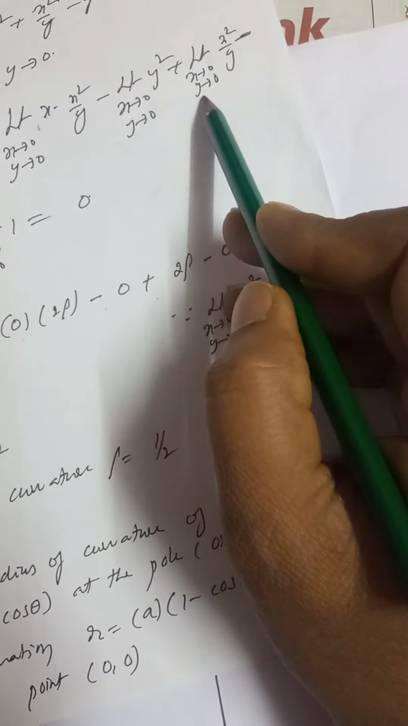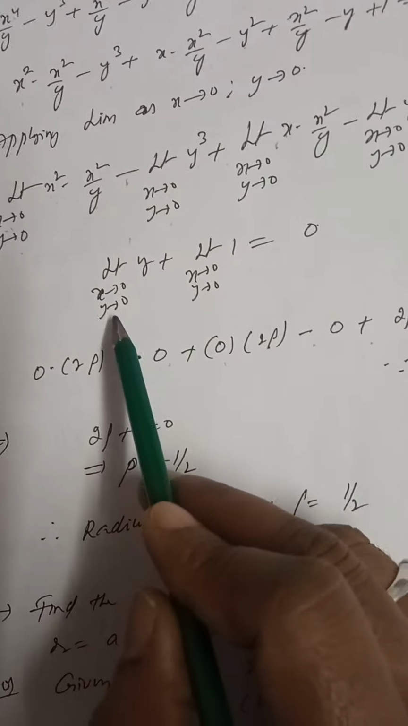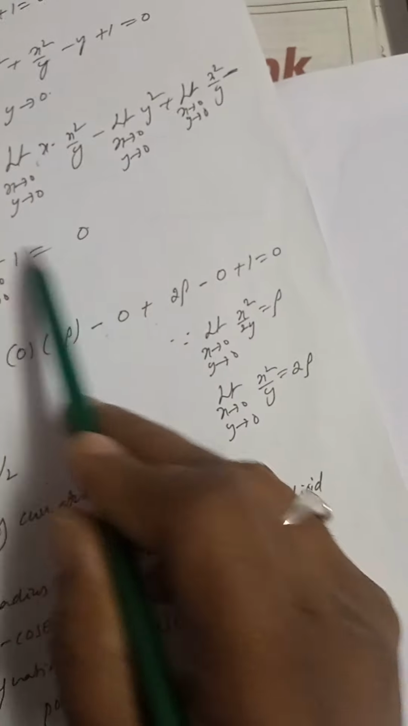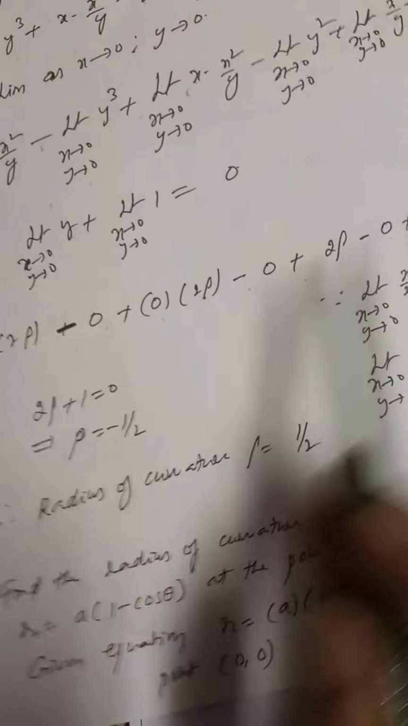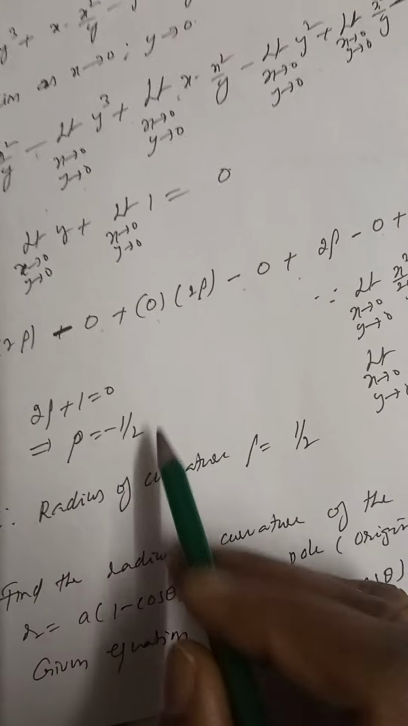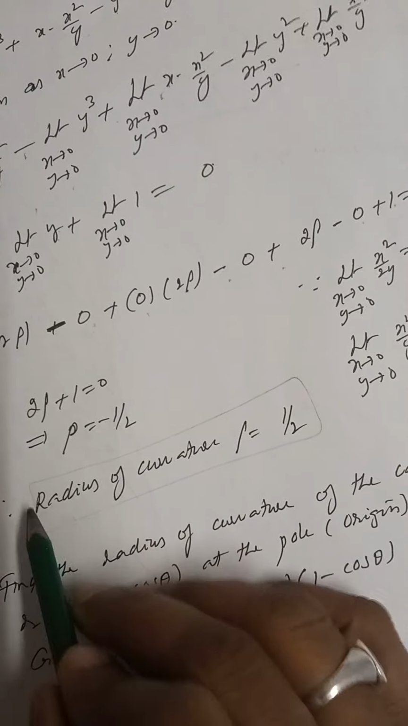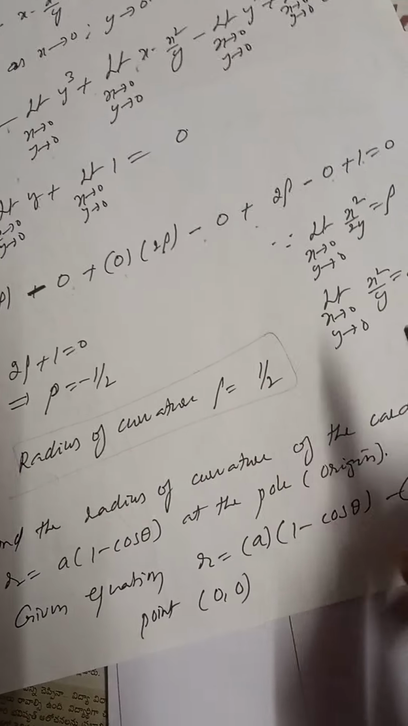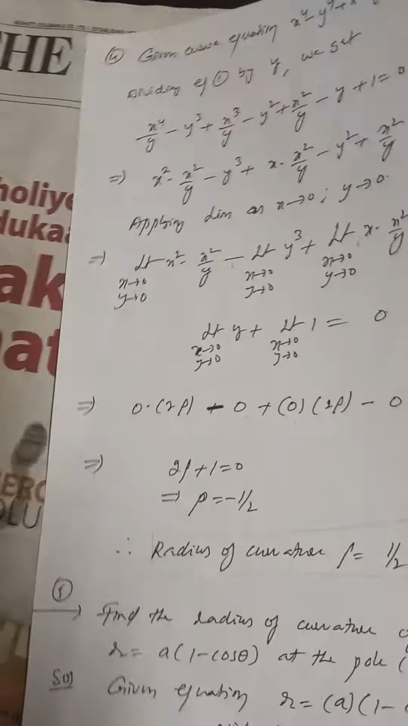This one, limit x tends to 0, y tends to 0, x square by y is 2 rho, minus this one, limit x tends to 0, y tends to 0, y value is 0. Now limit of a constant is the constant itself, 1. Now simplify this one. 2 rho plus 1 is equal to 0. Rho is equal to minus 1 by 2. Therefore radius of curvature of the given curve is rho is equal to 1 by 2. Okay.